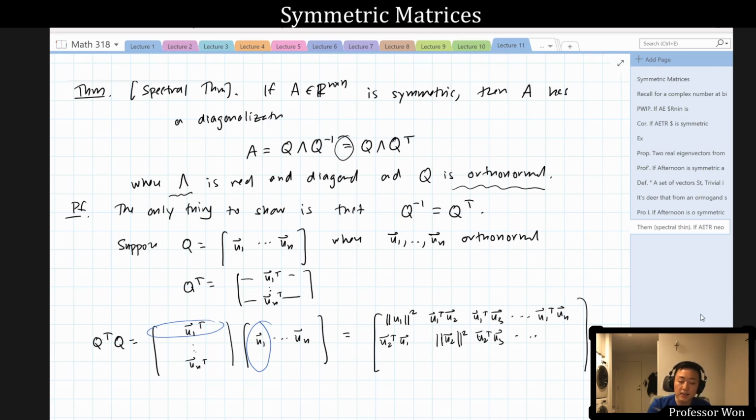Right, the point is the entries of this matrix are all the u's dotted with one another. And when you dot a u with itself, you get 1 because they all have length 1. When you dot a u with a different u, you get 0 because they're orthogonal. And so this matrix just ends up being 1s along the diagonal, 0s everywhere else. That's the identity matrix. That shows that Q transpose is the same thing as the inverse of Q. Because if you multiply it by Q, you get the n by n identity matrix.